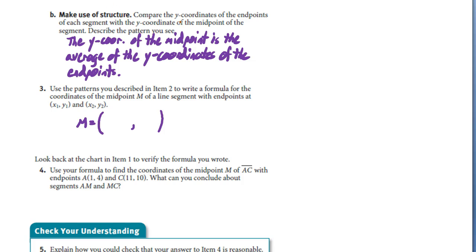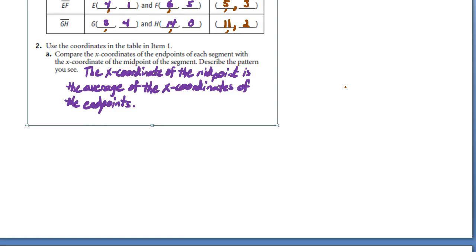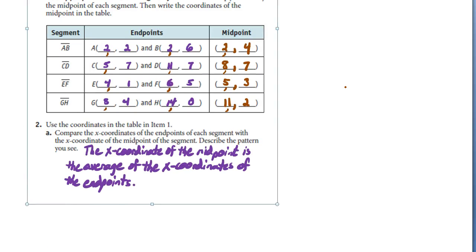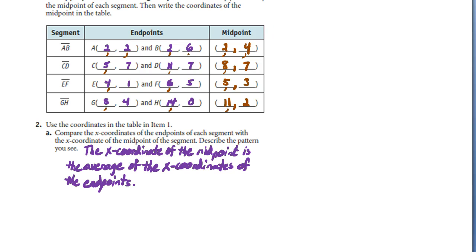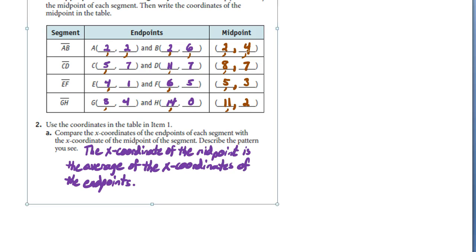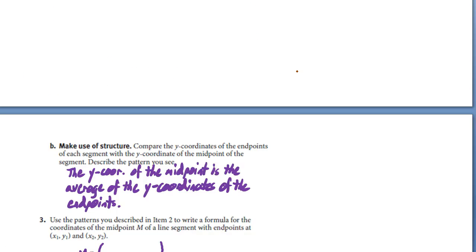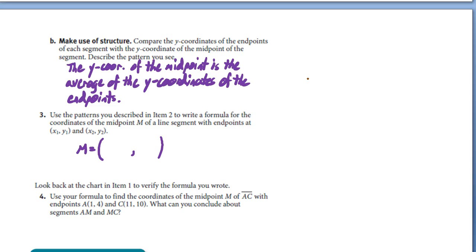Question B, compare the y-coordinates of the endpoints of each segment with the y-coordinate of the midpoint of the segment and describe the pattern we see. So looking in that same table, examining the y-coordinates, for example, let's look at the first row. This y-coordinate is 4. That y-coordinate is 2, and that one is 6. 4 is the average of 2 and 6, and that'll hold true for each row. So I wrote that out in purple. The y-coordinate of the midpoint is the average of the y-coordinates of the endpoints.